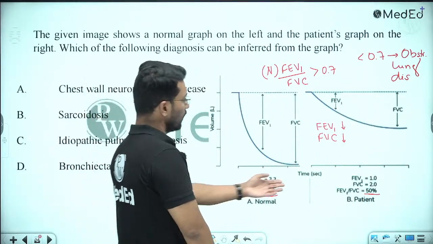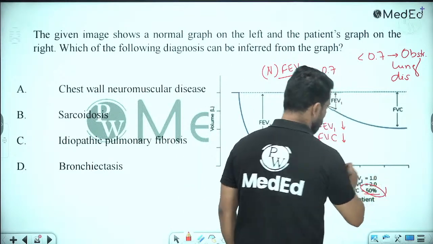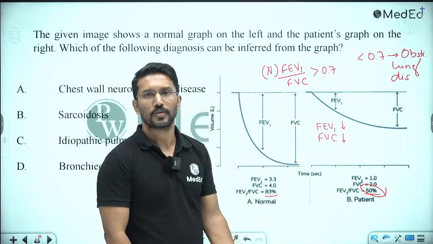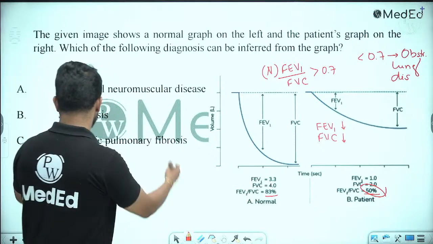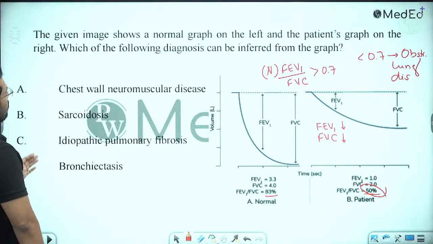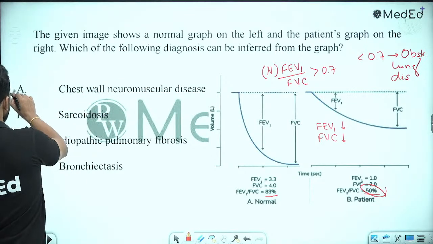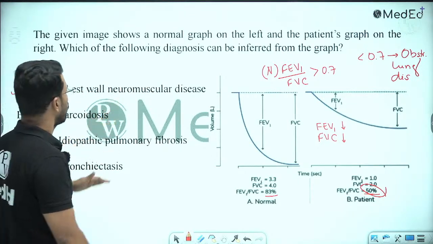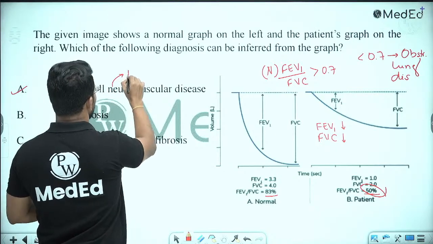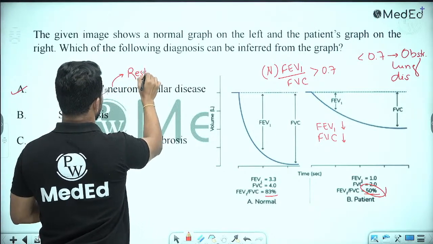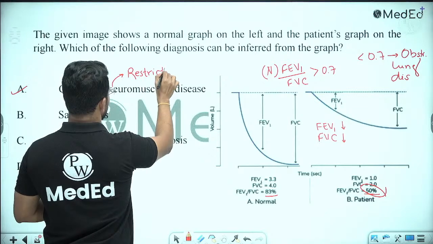Once they have mentioned that it is 50%, here it is 50%. So this is clearly a case of obstructive lung disease. And if this is obstructive lung disease, pick up the one, right? Which of the following diagnosis can be inferred from the graph? Can it be a chest wall neuromuscular disease? A chest wall neuromuscular disease will lead to restrictive lung disease, not obstructive. It will lead to restrictive.